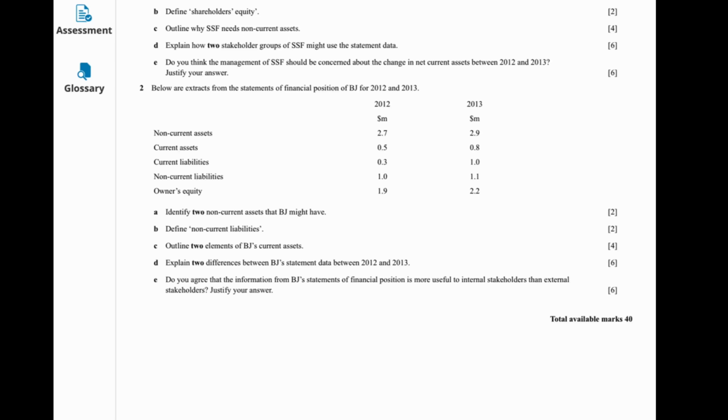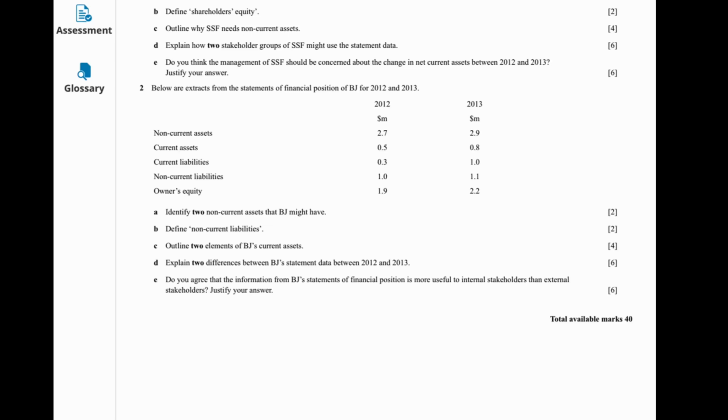Question 2a. Identify two non-current assets that BJ's might have. It can be land, buildings, machinery and vehicles. Number B, define non-current liabilities. The answer should be money owed by the business to lenders, and they do not expect to repay this amount within the next year.